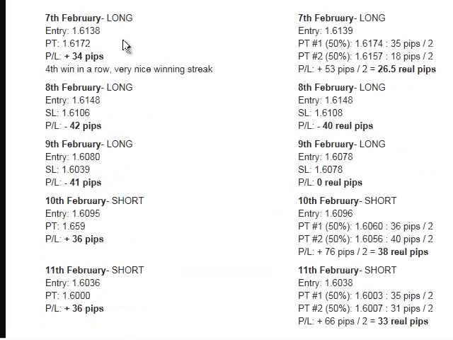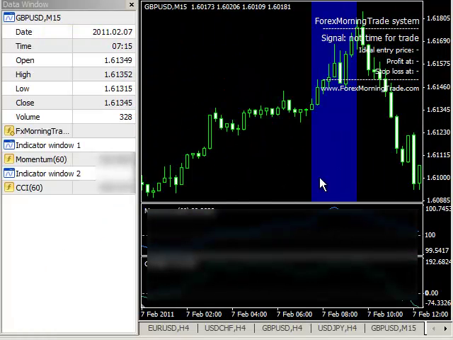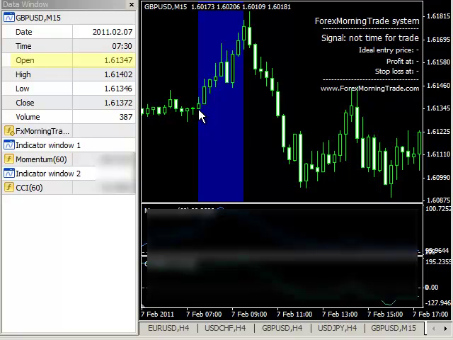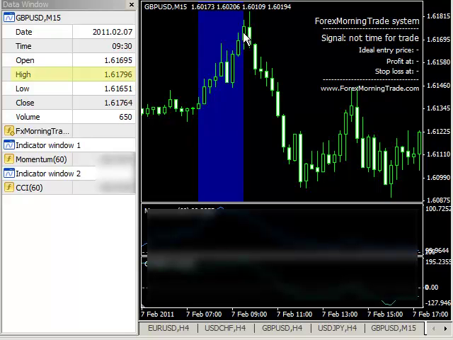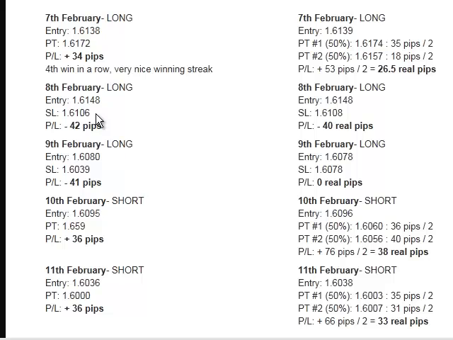Let's look at the 2nd week of February. Have a long trade here. I'm going to go a little bit quicker because I don't want the video to be too long. So 7th of February, right here, it went up, hit our profit. Profit target 1.6172. Hit it right there. And then 8th of February was a long trade, but we lost on this one.